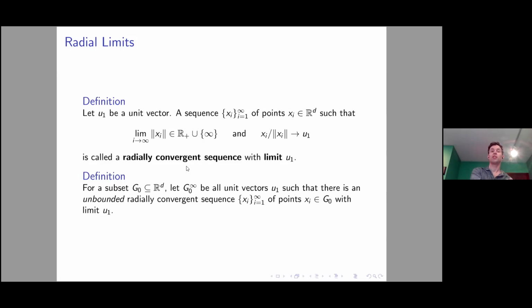So we have our subset G0. In this case here, it's not inside a lattice. We can do this for an arbitrary set. And we're going to say that let all the unit vectors for which we have some unbounded radially convergent sequence of points that sort of tends towards this limit. So it's basically, we're looking at the points inside our set which escape to infinity. We're just considering a sequence of points that's getting larger and larger, farther and farther away from the origin.